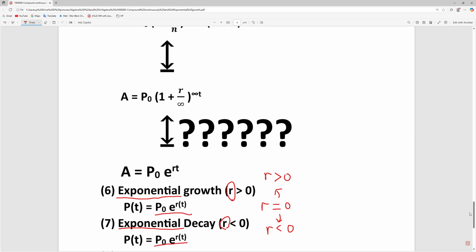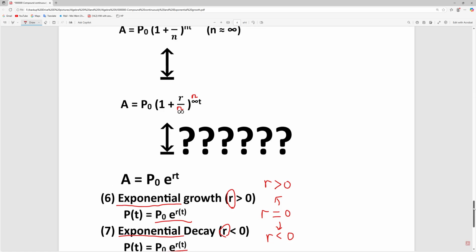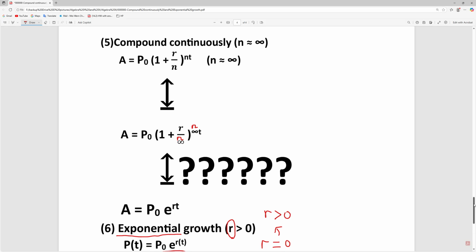And keep in mind, this n, because we talk about exponential growth, exponential decay, basically is talking about the same idea of compound continuously. So next time when you see compound continuously, please understand we are talking about compounding how many times? Infinitely many times.